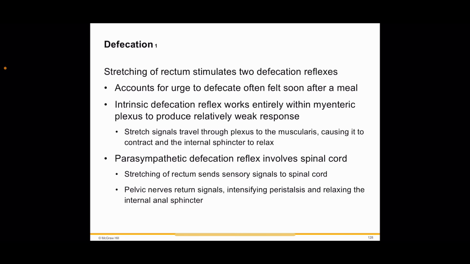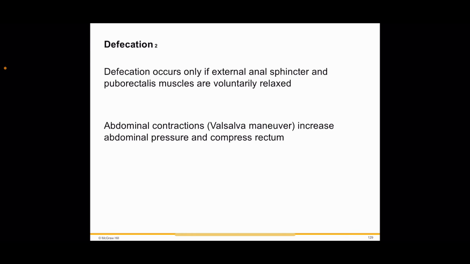Parasympathetic defecation reflex involves the spinal cord itself. So again, stretch reflex. And it's going to start intensifying that movement feeling, peristalsis, the loading into the rectum, and also the ability to relax the internal anal sphincter. So defecation occurs after it passes through the two sphincter doors, right? There's an internal and an external sphincter. However, you have control of one, and the involuntary nervous system has control of the other. So the external anal sphincter is under your voluntary control, hopefully, most of the time.